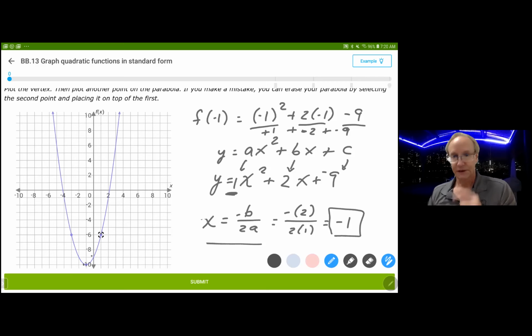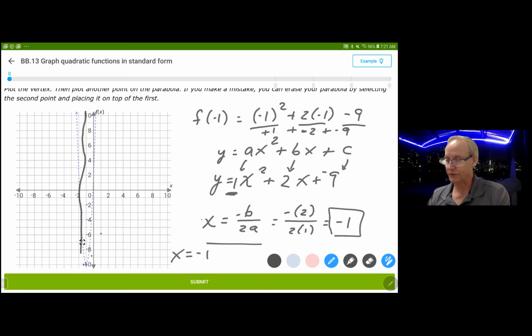That's it. You find the vertex. You find x equals negative b over 2a. That's your x value. It just so happens that x equals negative 1 is my line of symmetry for this parabola, and your vertex is always on the line of symmetry. So this is my line of symmetry right there.